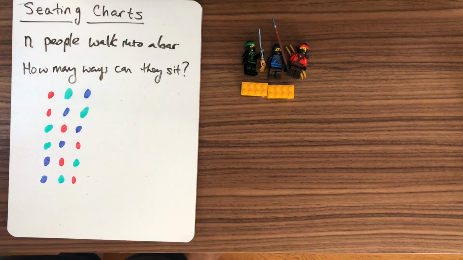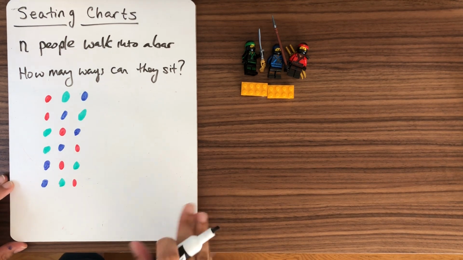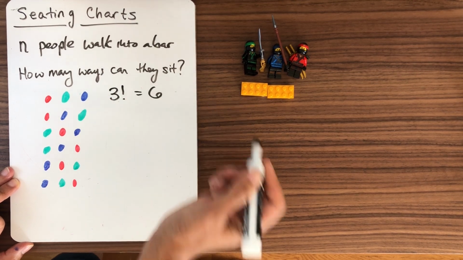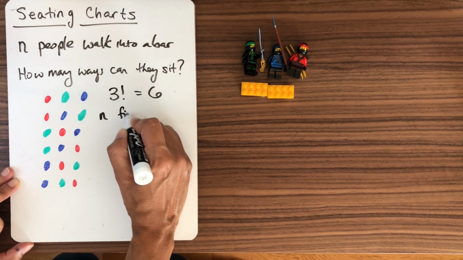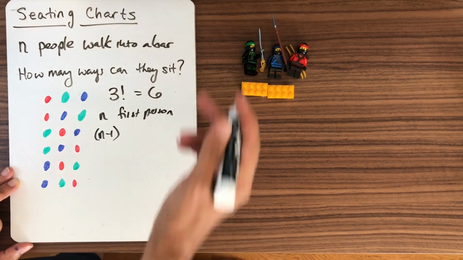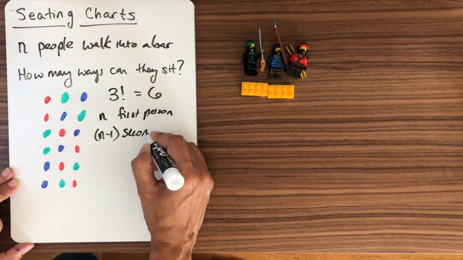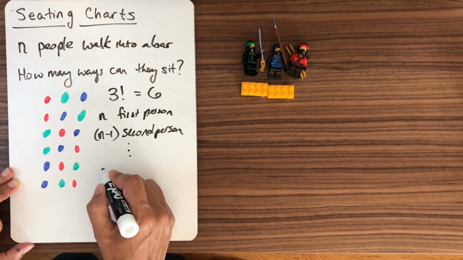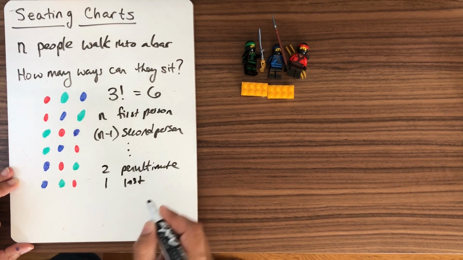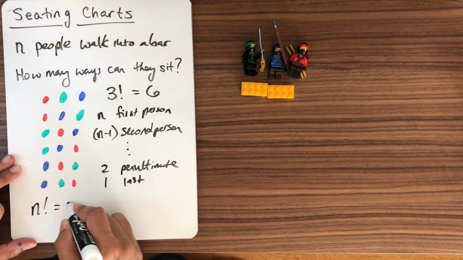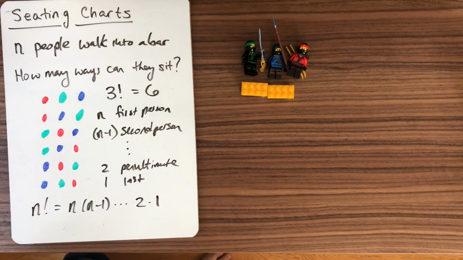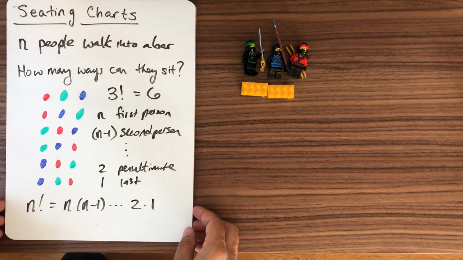And we've seen 6 come up a lot of times. This 6 is different from the binomial coefficient 6. This 6 is actually n factorial. And the reason is because there are n choices for the first person. And this is the person at the edge of the bar. And now who sits next is, well, there is 1 fewer choice for the second person. And there's 2 choices for the penultimate person. And there's 1 choice for the last person. So we get n factorial equals n times n minus 1 times ... times 2 times 1. And that's a familiar formula for the number of permutations or linear orders of n people.